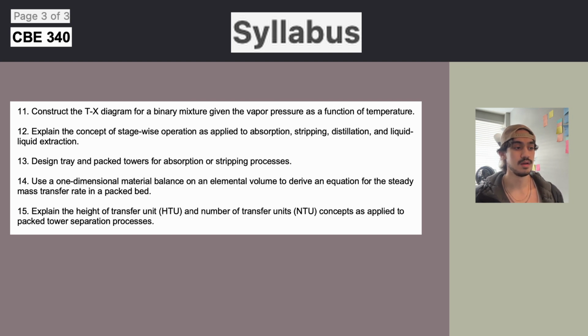13. Design tray and packed towers for absorption or stripping processes. 14. Use one-dimensional material balance on an elemental volume to derive an equation for the steady mass transfer rate in a packed bed. 15. Explain the height of a transfer unit, HTU, and number of transfer units, NTU, concepts as applied to packed tower separation processes.